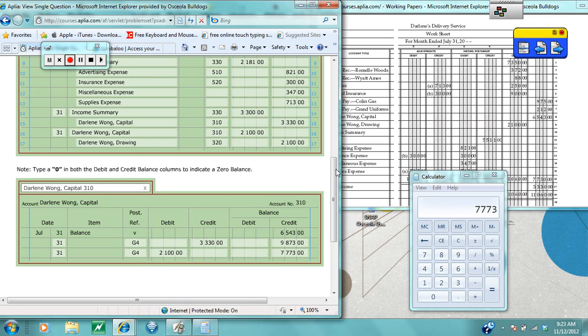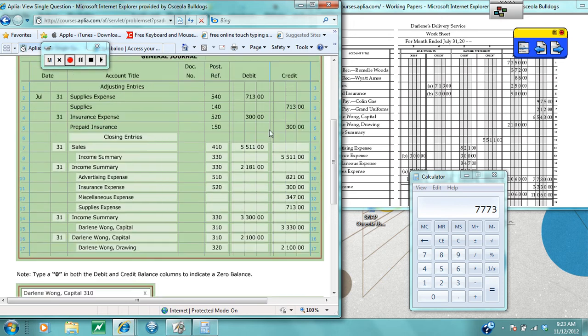Now, things to remember. We're closing out temporary accounts, sales, expense accounts. Your income summary gets closed into your capital, and your drawing gets closed into your capital. You never ever close out capital. You're closing out the amounts in your drawing, in your income summary. Okay, give it a try. Good luck.